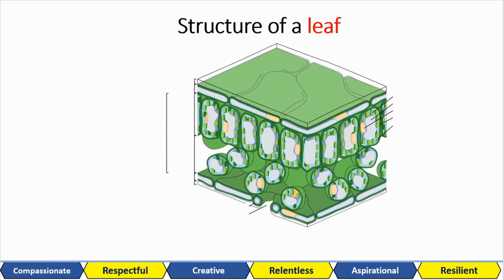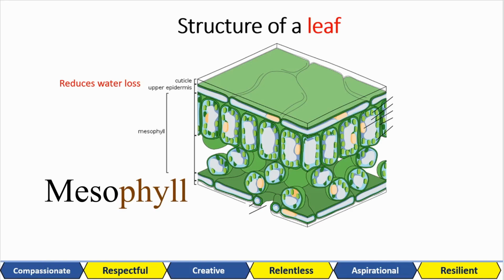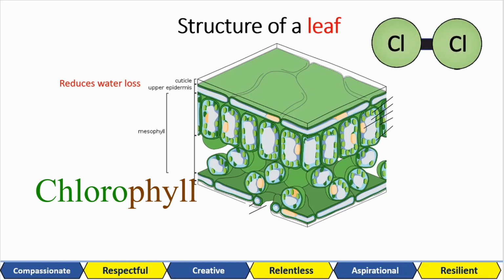Let's now look at the structure of these plant organs, the leaves. Starting from the top, we have the upper epidermal tissue. This reduces the loss of water through the leaves. Then we have the mesophyll, which just means middle leaf. You can probably guess then what chlorophyll must mean. Well, since chlorine is a green gas, chlorophyll means green leaf.